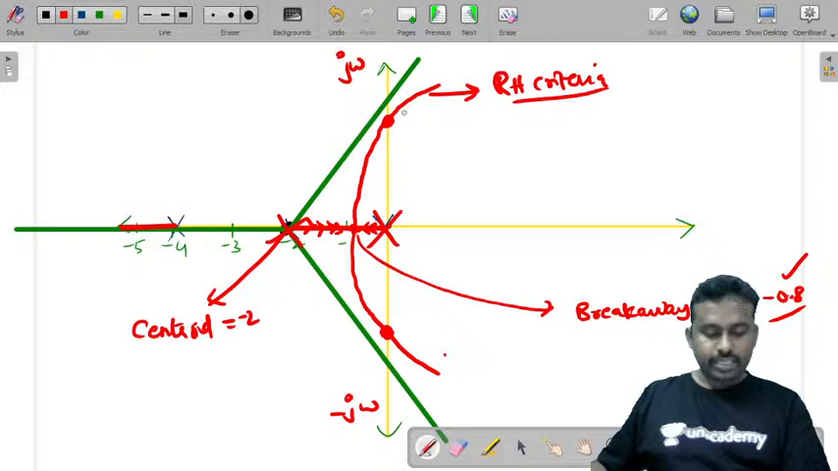Good explanation, sir. Thank you, Swarna. Harshita. Yes, sir. Good explanation. Thank you, Harshita.